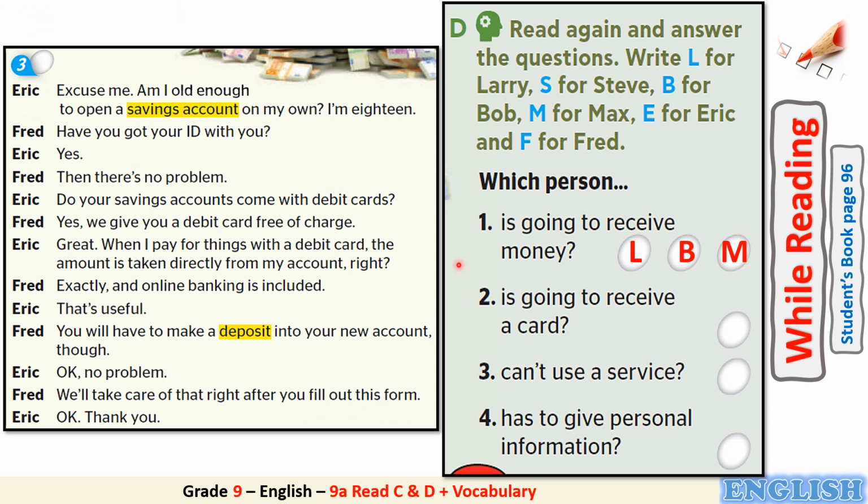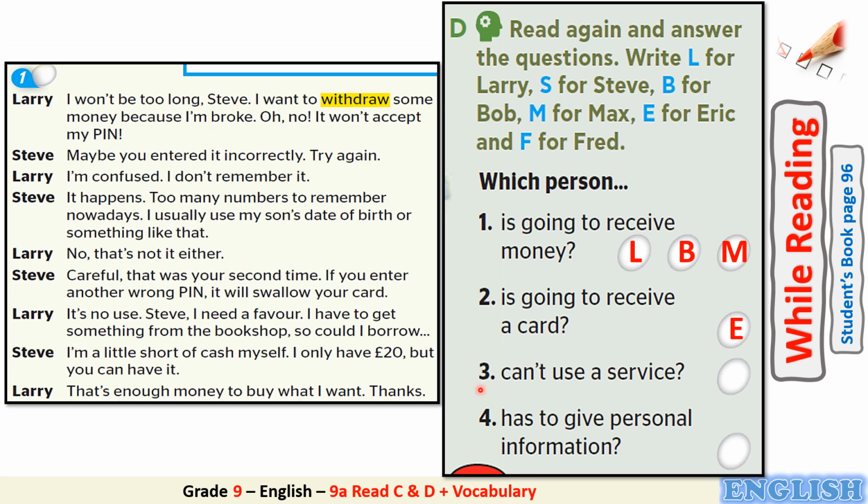Number 2. Which person is going to receive a card? Excellent, my students. Eric. Can you find a clue in the dialogue to justify your answer? Excellent, my students. It's here. When Fred said, "We give you a debit card free of charge." And Eric said, "Great. When I pay for things with a debit card, the amount is taken directly from my account." Right. Good job, my students.